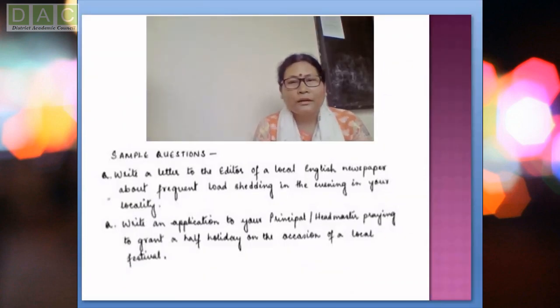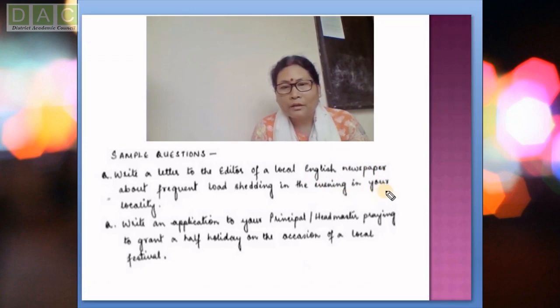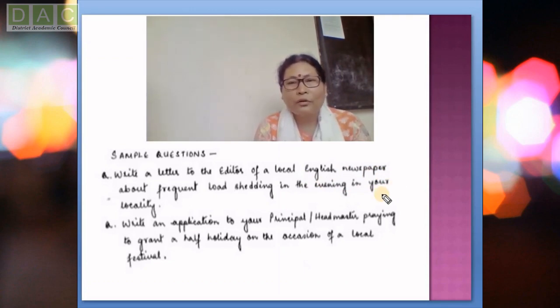So now students, here I have given some sample questions. Write a letter to the editor of a local English newspaper about frequent load shedding in the evening in your locality. So you are to write this in a formal manner. Formal in the sense that you need to strictly abide by the format that we have already discussed. And the second one, write an application to your principal or headmaster praying to grant a half holiday on the occasion of a local festival.